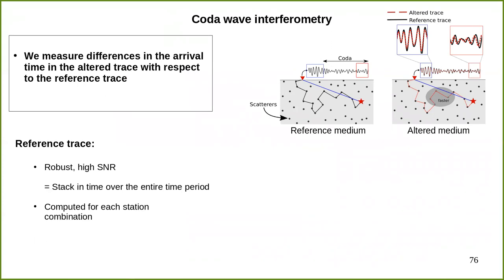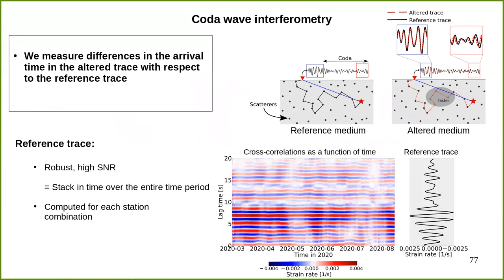This needs to be really robust and reliable since we will measure deviations from it. And we achieve that by stacking over the entire time period. So here, the reference trace is made up of all these 164 cross correlations stacked. And during the stacking process, incoherent noise interferes destructively, which is why we obtain a really good signal-to-noise ratio on the reference trace. Reference traces are computed for each station combination.